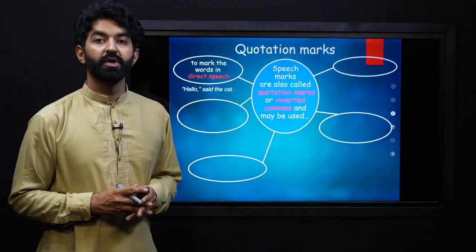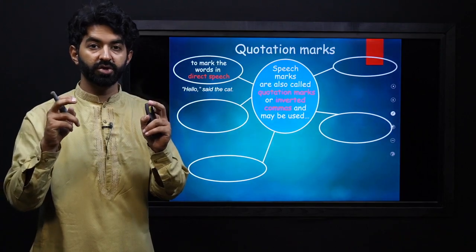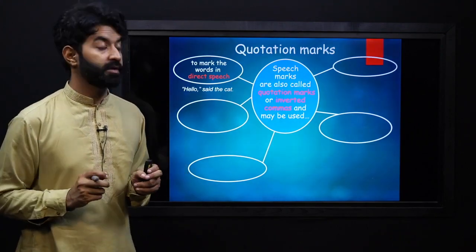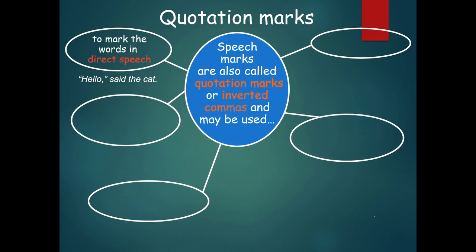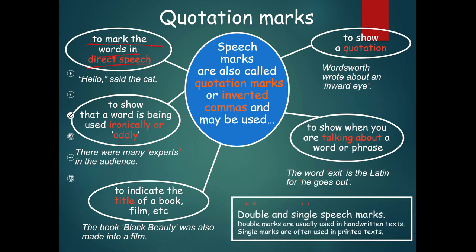So we are here with quotation marks. You know those quotations with double commas at the top of the word. To mark the words in direct speech, we use them, like "Hello," said the cat. So this "hello" is direct speech. That's why we enclosed it with quotation marks.